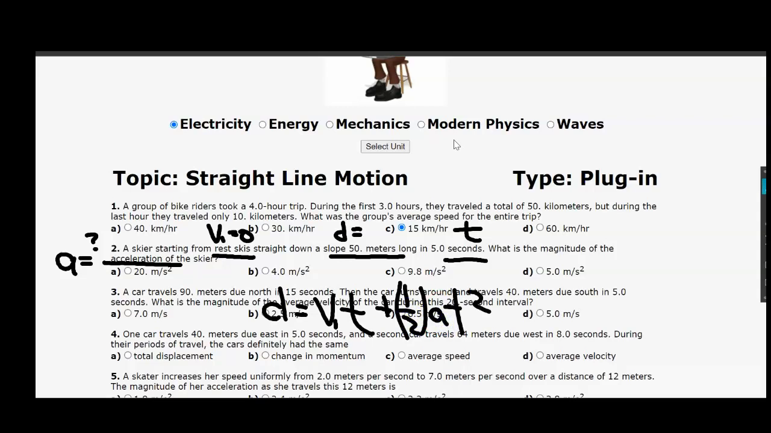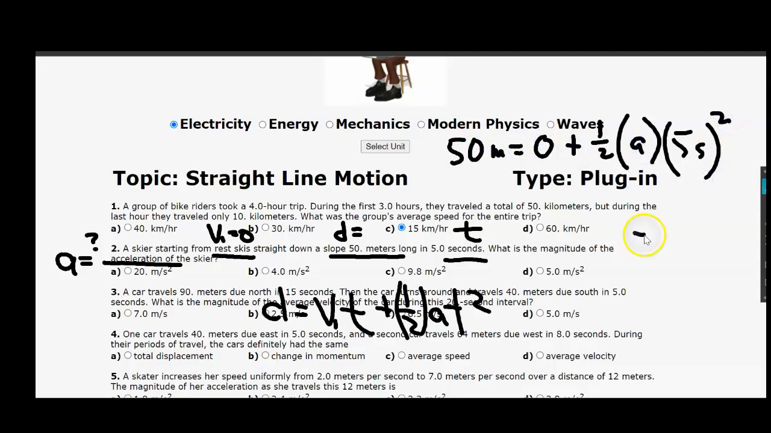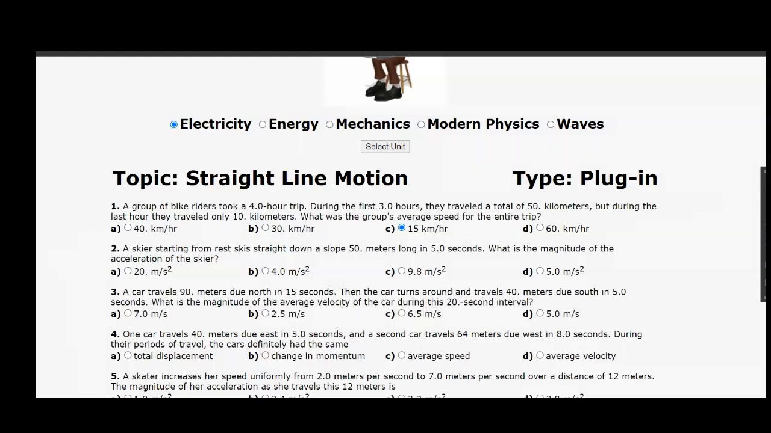So plug in. It's the D, 50 meters. Vi T is 0. The A is unknown, so that gets squared. 50 equals half of 25 times a. I guess that's 4. Is that a choice? Good. Oh, that's so interesting. 4.